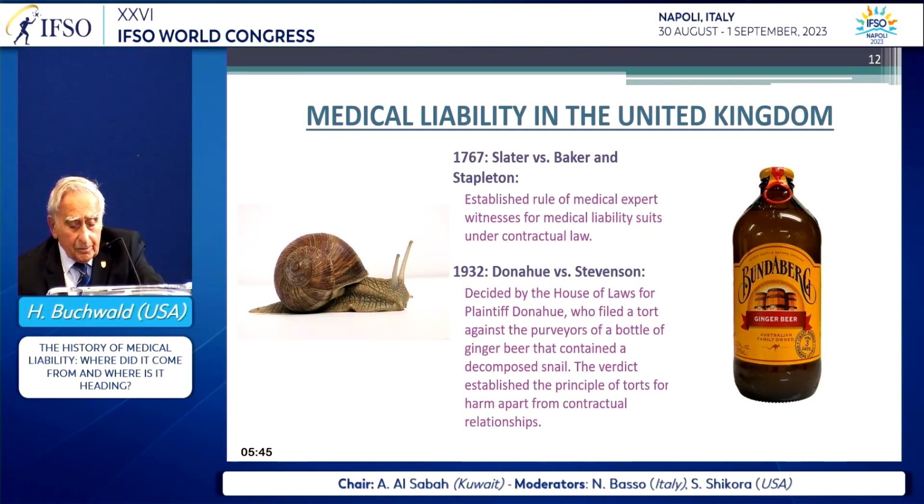And in 1932, there was the case of Donoghue versus Stevenson, which was decided by the House of Lords in England. The plaintiff Donoghue filed a tort against the purveyors of a bottle of ginger beer because she found a decomposed snail in the bottle. And the verdict established the principle of torts for harm away from contractual relationships. So it took till 1932 to break the contractual rule.